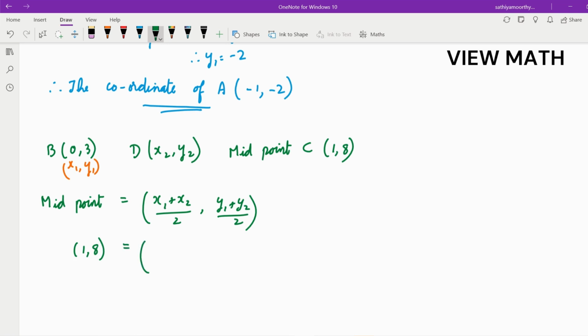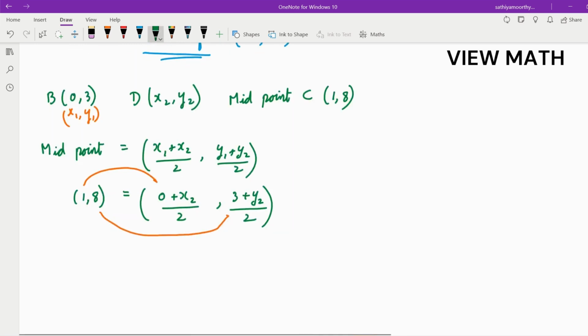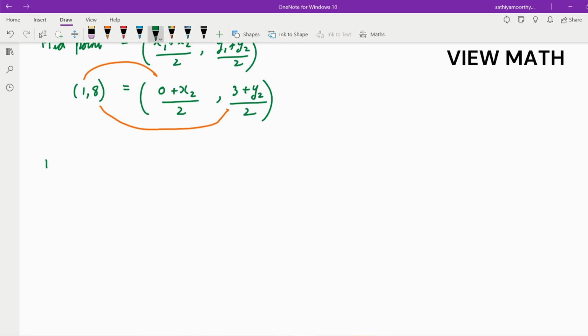x1 is 0 plus x2, which I need to find out, divided by 2, and y1 is 3 plus y2, which I have to find out, divided by 2. Now I am going to equate the x coordinate and y coordinate to find x2 and y2. So let me equate it. 1 is equal to (0 plus x2) by 2, which is nothing but x2 by 2. Therefore, if I bring 2 to the other side, 2 is equal to x2. Therefore x2 is equal to 2.